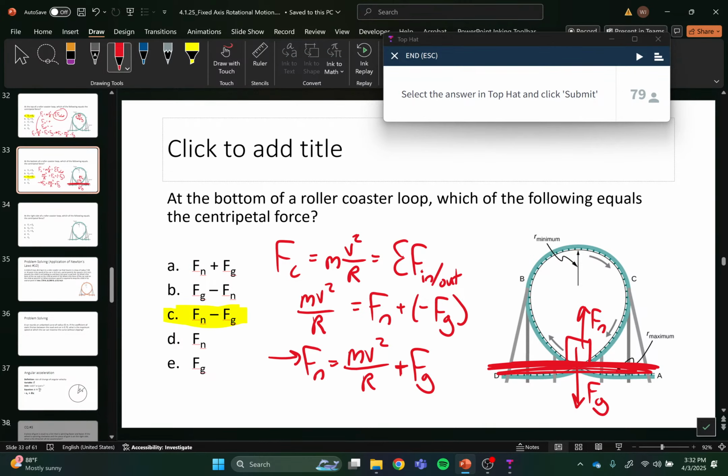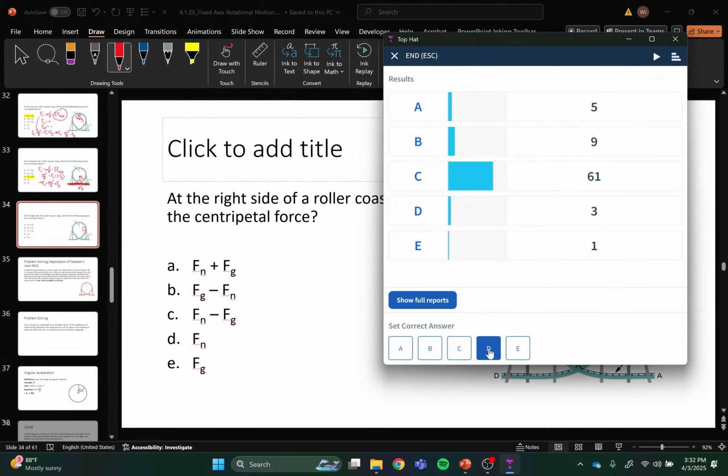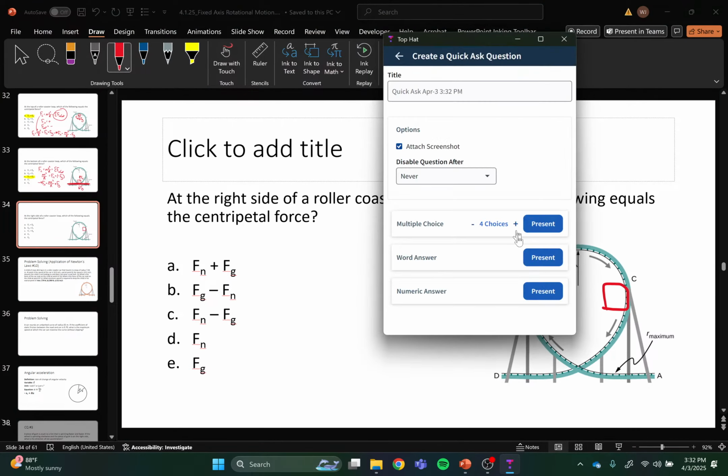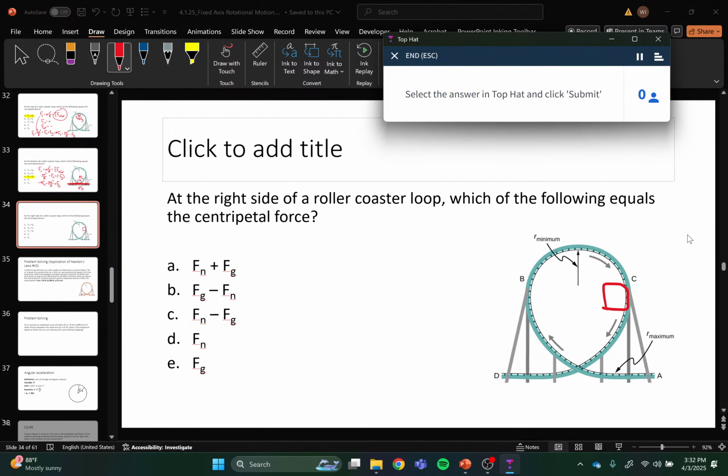I didn't ask anything about that, though. We will need to do this in a little bit. All right. What about on the right side of the loop? On the right side of the loop, which of the following equals the centripetal force? Draw your arrows. Decide whether they point inwards or outwards. Then combine as needed. It's very important you decide whether or not they point inwards or outwards. Inwards means towards the center. Outwards means away from the center.